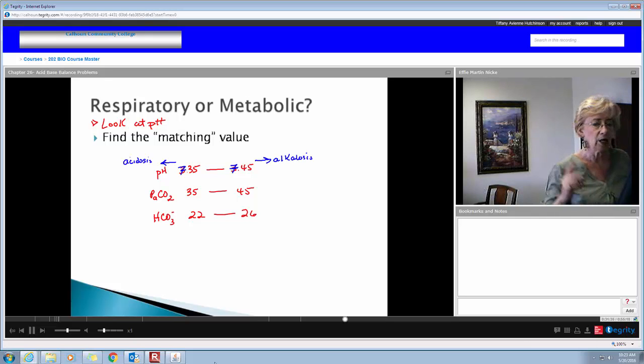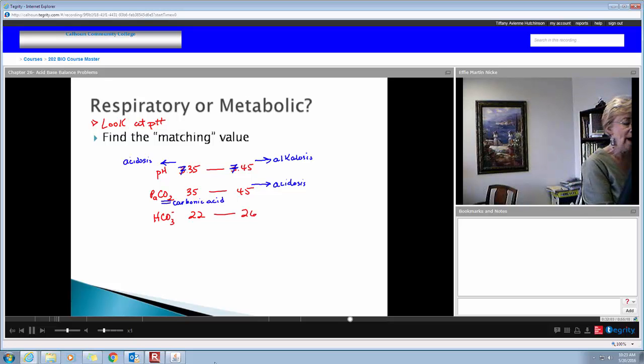Okay? Let's look at the next one before we go on. PaCO2. How's that carried in the blood? Carbonic acid. Again, write this down. Write it down every time until you get this method down. If you have a high level of carbonic acid in the blood, higher than 45, you're going into what? Acidosis. If you have a lower than 35 PaCO2, you can go into alkalosis.